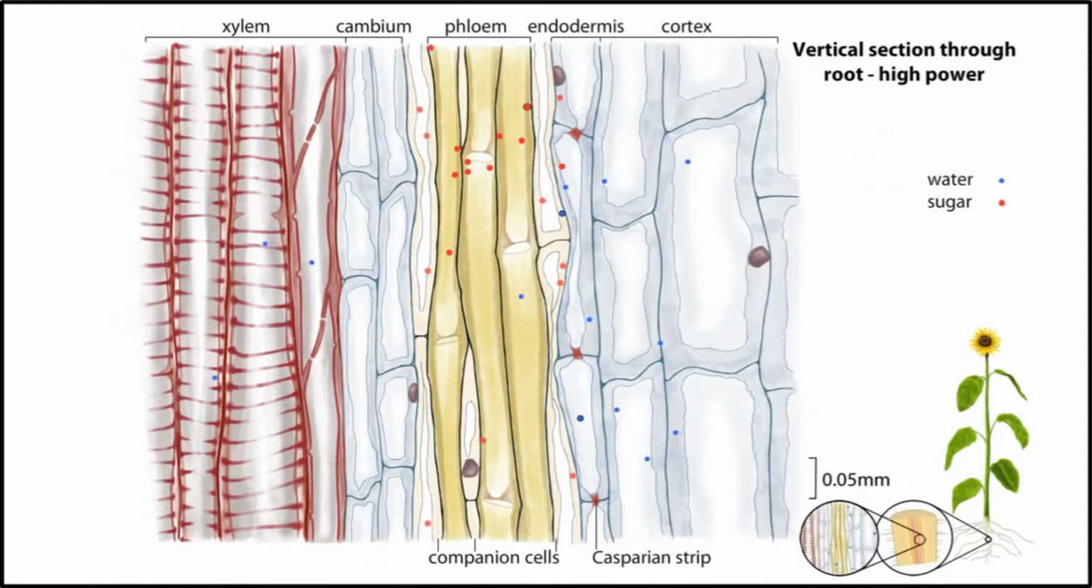This process requires oxygen. Water travels through the cortex, endodermis, phloem, and cambium to reach the xylem. The water then travels up the xylem to other parts of the plant.